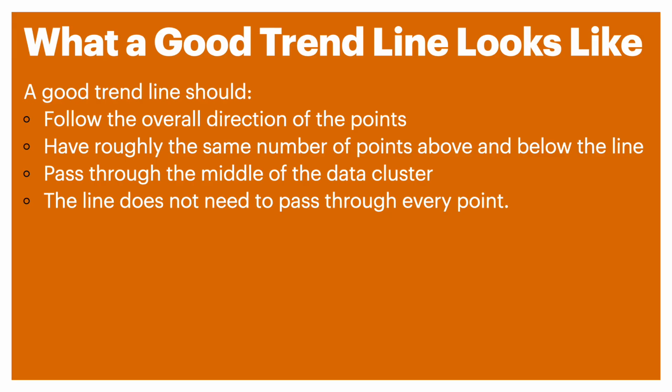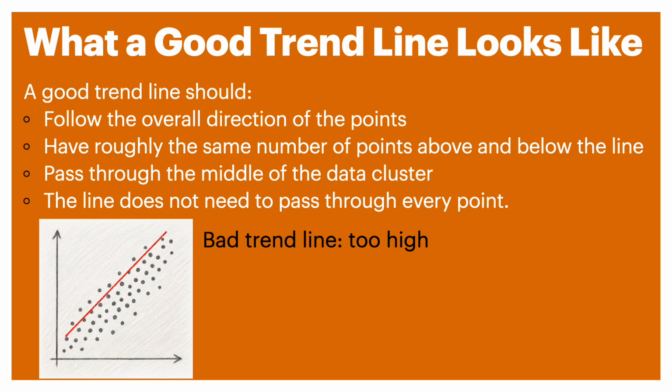So let me show you a few examples of a bad trend line. Here's an example of a bad trend line. This trend line is too high. If you look at our second bullet point, it says we want roughly the same number of points above and below the line. And this line that I have drawn here has far too many points below and very few points above.